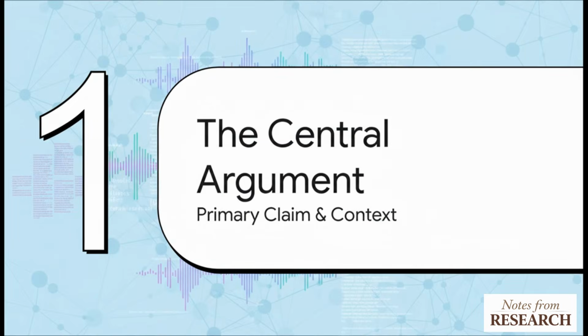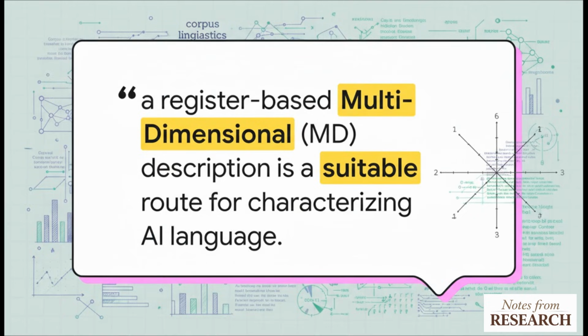All right, so let's start with that central argument. What is the fundamental problem in the world of AI and linguistics that this paper is setting out to address? The core idea, stated right there in the abstract, is that if we want to truly understand AI language, we need a very specific tool from Corpus Linguistics, a register-based multidimensional analysis, or MD analysis. The paper argues this isn't just one option among many, it's an especially suitable route for bringing scientific rigor to a field that's moving at an incredible pace. We'll be unpacking what that analysis actually is in just a moment.